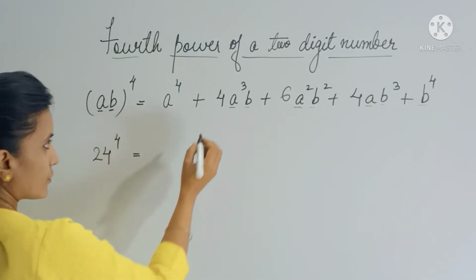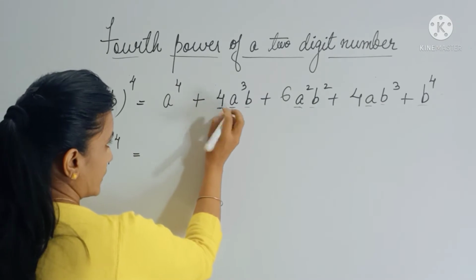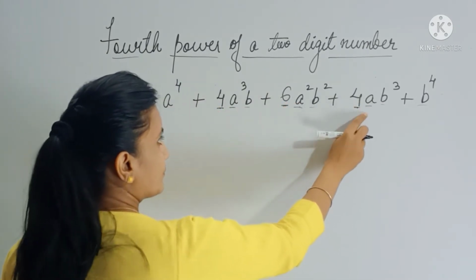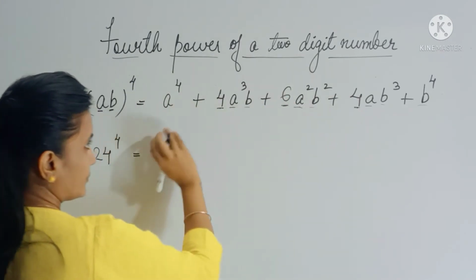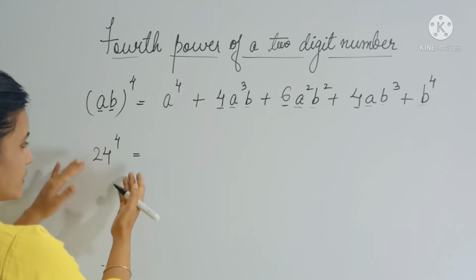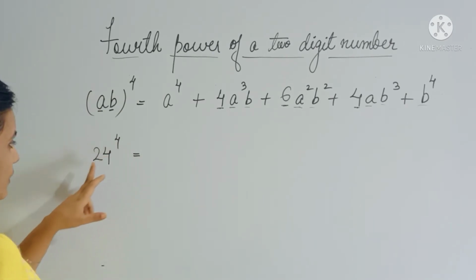And then you have to write down 4 in the second term, 6 in the third term, and then 4 again in the fourth term, right? So it's not difficult to memorize this. Now let's see how we apply this to calculate the fourth power of 24.